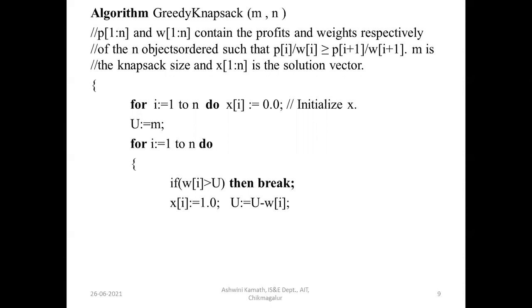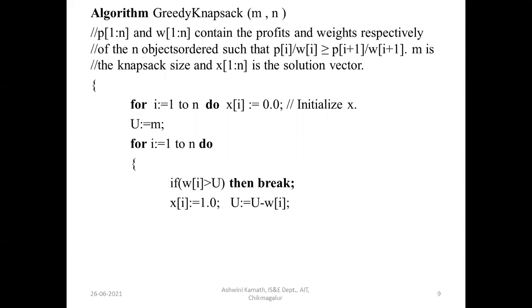So x of i is equal to 1. That entire item added will be recorded here. If the first item is added, x of 1 is equal to 1. If the second item is added entirely, then x of 2 is equal to 1. If the third item is added entirely, then x of 3 is equal to 1. Now, after adding that item, you have to check the remaining capacity of the knapsack, right?